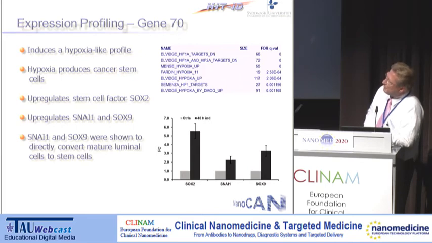Next, we found that it upregulates the stem cell factor, the transcription factor SOX2, which is highly expressed in cancer stem cells versus non-stem cells. That's shown here. Moreover, SNAIL1 and SOX9 were also found to be overexpressed in response to this gene. And these two genes have been shown, upon concerted action, to be able to convert mature differentiated luminal cells to stem cells directly.